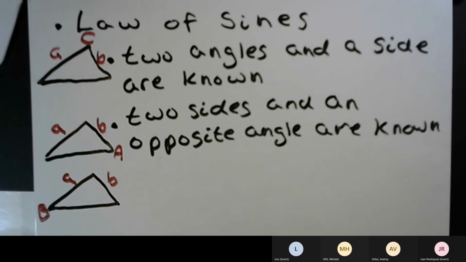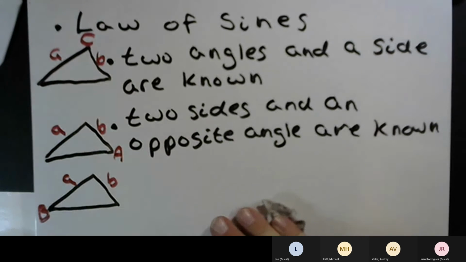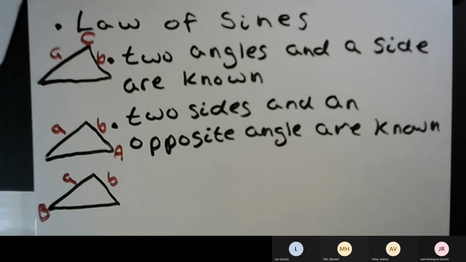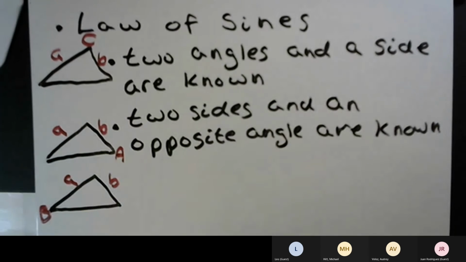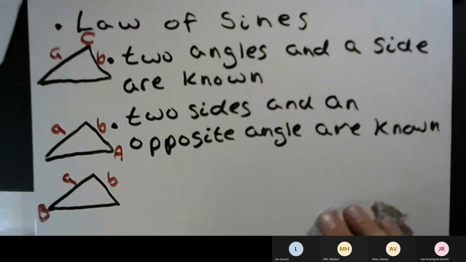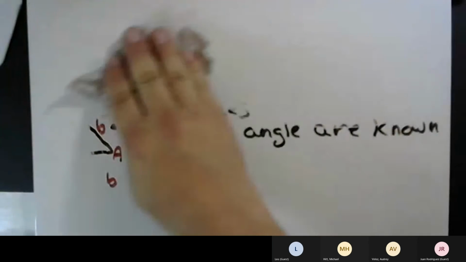So let's take a look at some examples. And got to be careful with this one. There is a type of problem where there isn't a solution. So we'll try to look at that too.